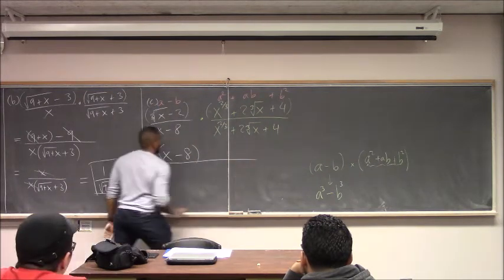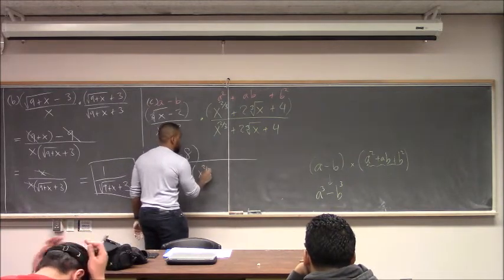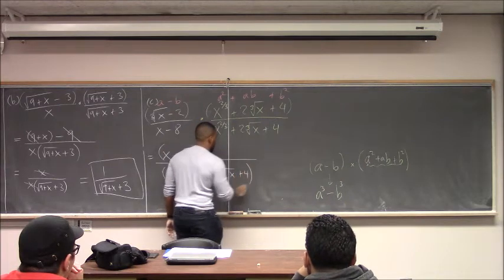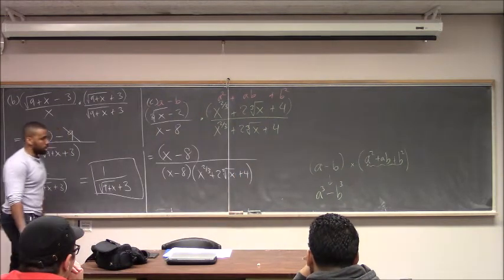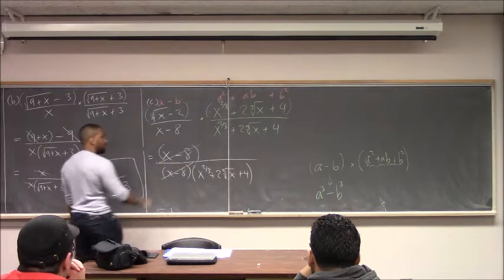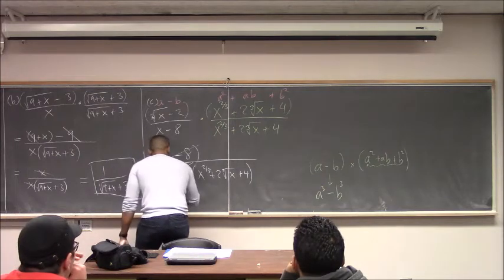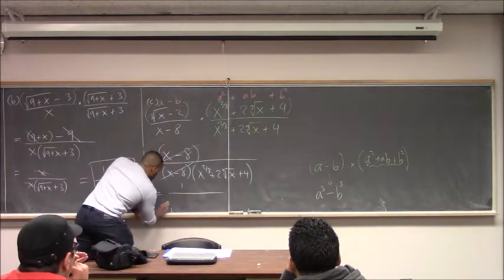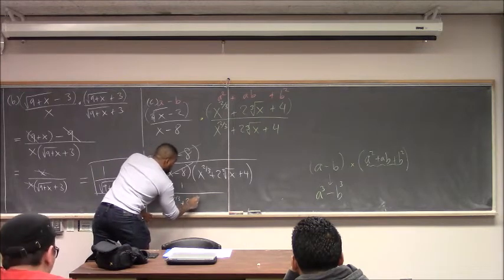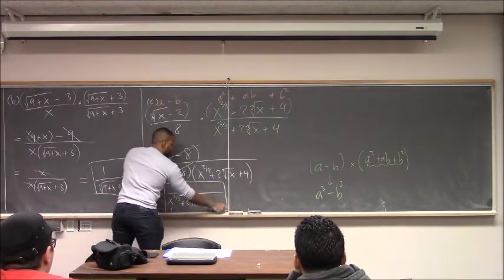Now, in the denominator, we would just multiply those together. What you would notice now, this actually cancels with that. And you end up with 1 over x to the 2 thirds plus 2 x to the 1 third plus 4. That would be what that's in.